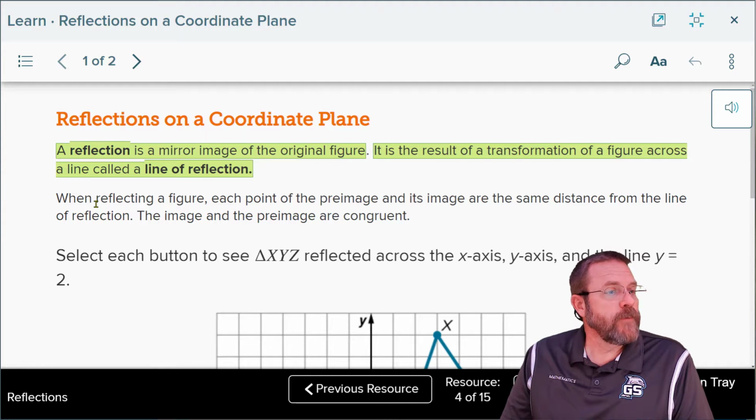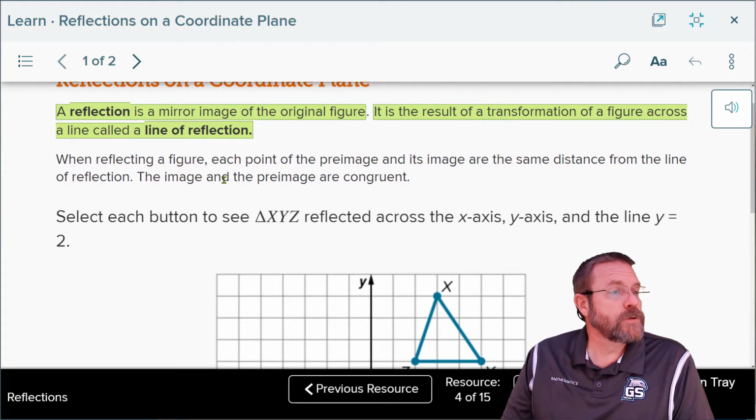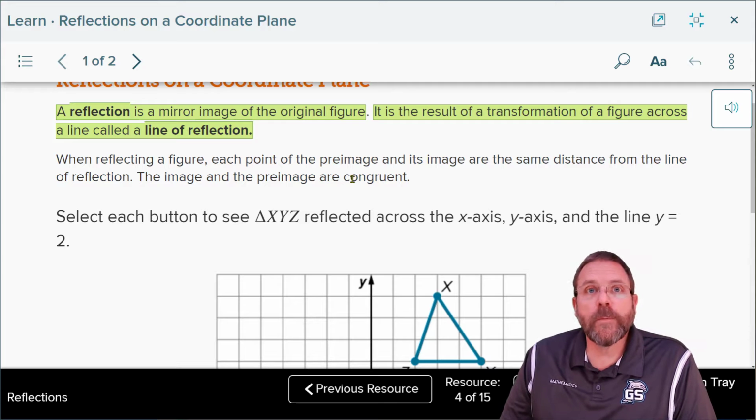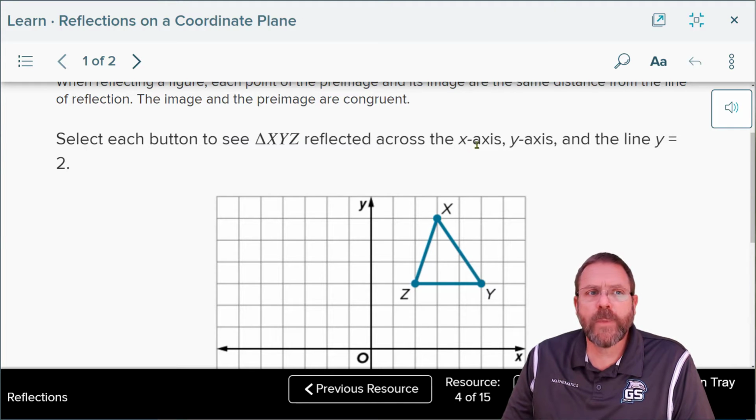When reflecting a figure, each point of the pre-image and its image are the same distance from the line of reflection. The image and the pre-image are also going to be congruent. So we're going to select each button to see triangle XYZ reflected across the x-axis, the y-axis, and the line y equals 2.